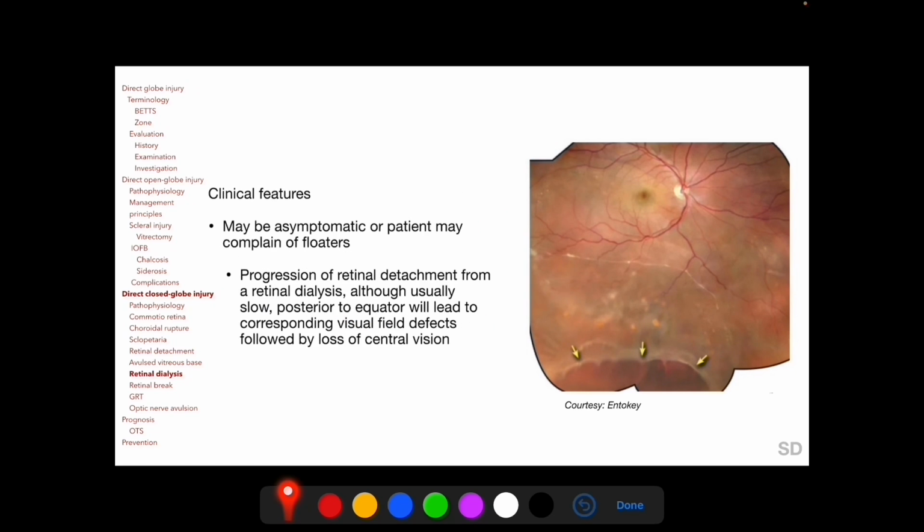A patient with retinal dialysis may be either asymptomatic or may complain of floaters. Progression of retinal detachment from a retinal dialysis, although usually occurring slowly, posteriorly beyond the equator, will lead to corresponding visual field defects followed by loss of central vision.